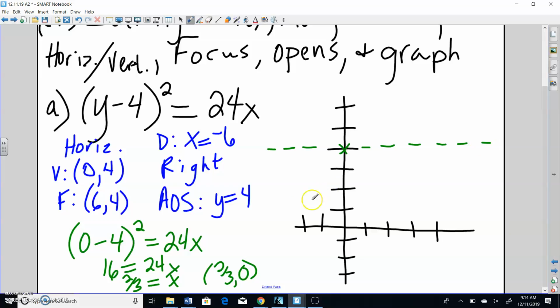Okay. The focus is at (6, 4). So I got to go 2 more out here, (6, 4). So that's a point. That's my focus. So I want you to draw a dot, and let's put F for focus. And then we have to draw our directrix, which is at -6. And let's make that a solid line. And that's supposed to be at -6, sorry.